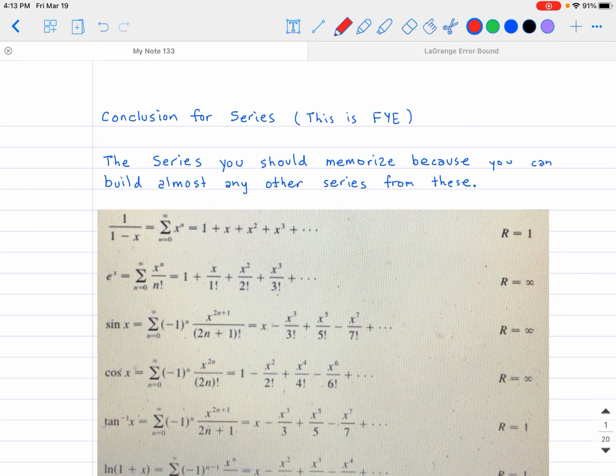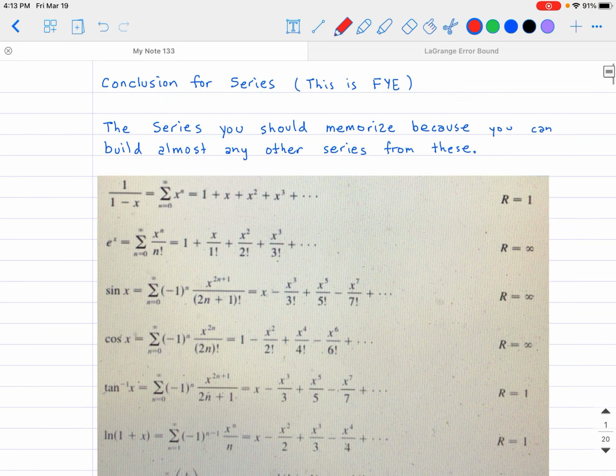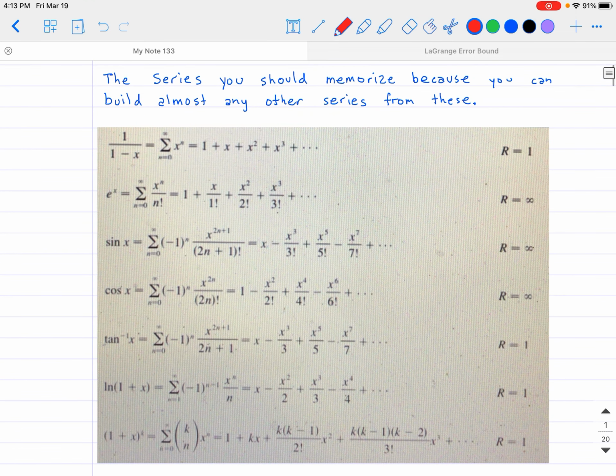Underneath right here, you should be able to see that we have a list of all the series that are worth memorizing. These are the power series that are worth memorizing, because with these 7 power series, you can pretty much build anything that you want. On the side, you can see the equation, in the middle the power series that goes along with it, and on the right-hand side, the radius of convergence, or the interval of convergence, okay?